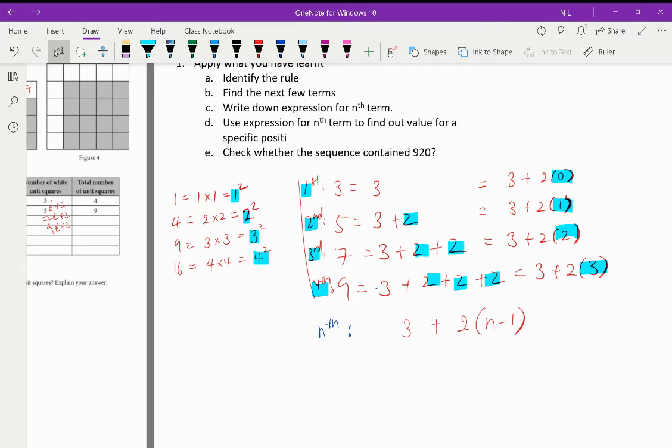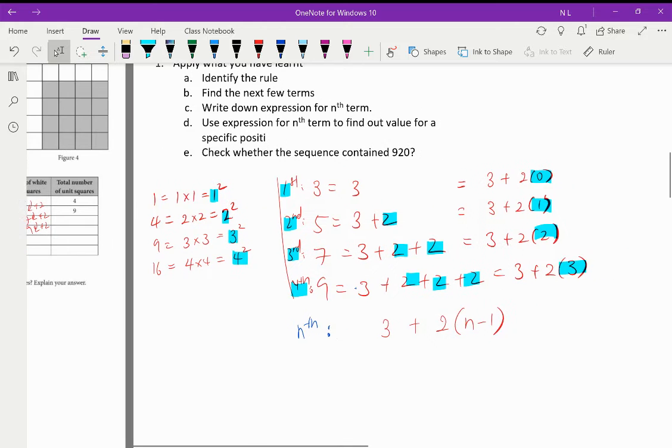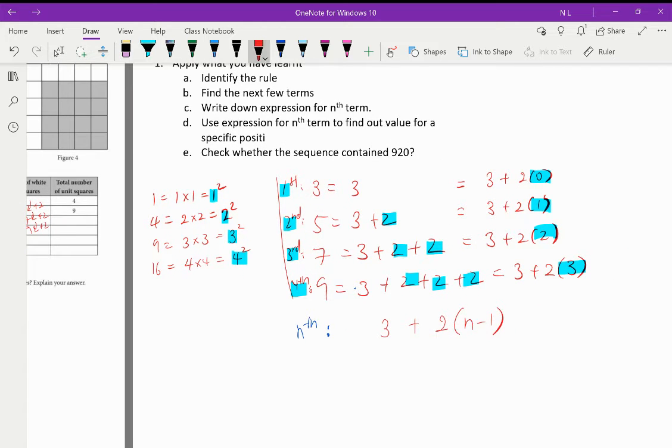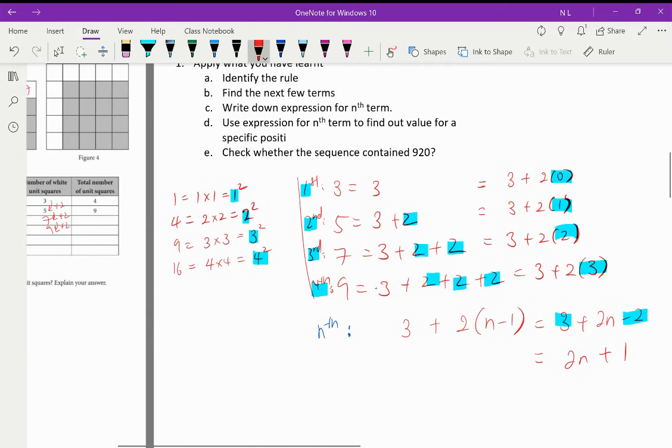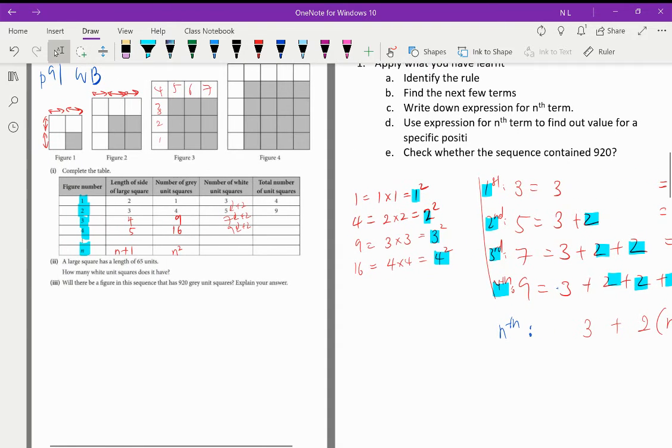So this is the expression for the nth term for the number of white unit squares. Since we have this type of expression, this is not the simplified form yet. You need to simplify it further. So I can expand it: 2 times n is 2n, and 2 times negative 1 is minus 2. So I can simplify it again: 3 minus 2 is 1. So I can write it as 2n plus 1. So my expression for the number of white unit squares will be 2n plus 1.